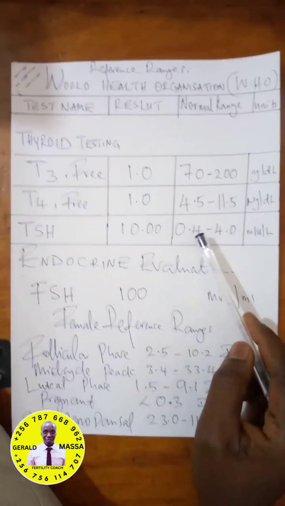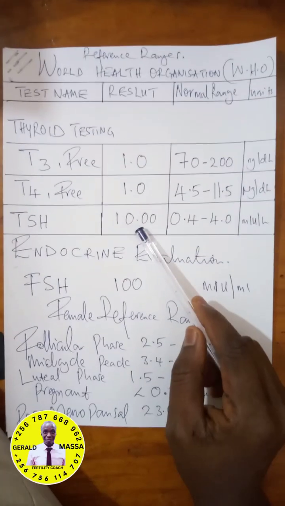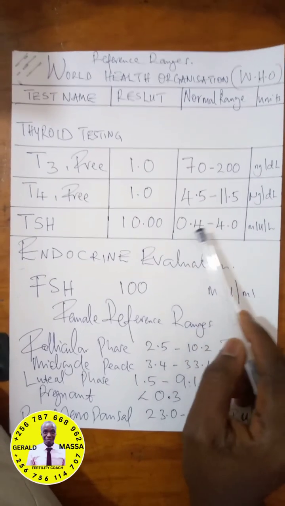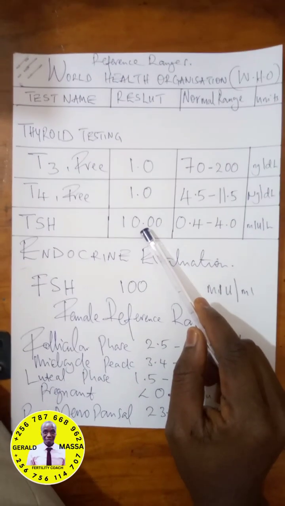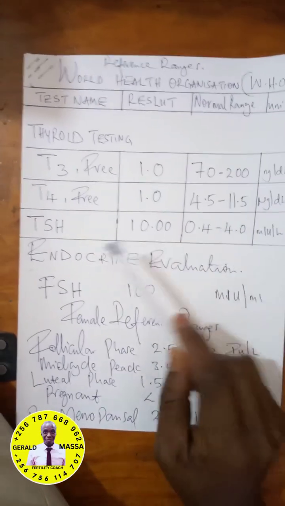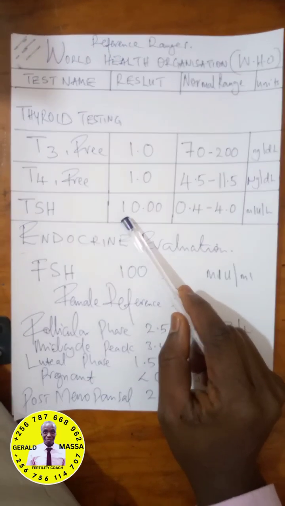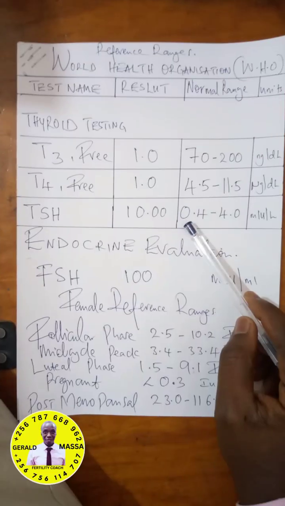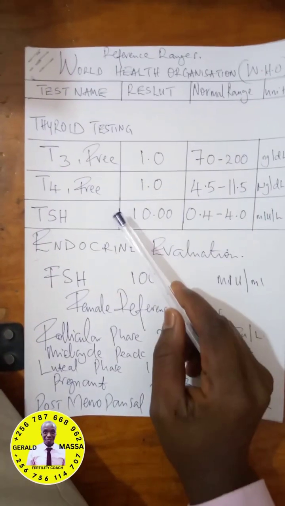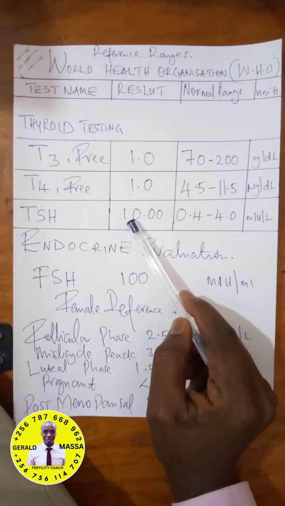If the normal is supposed to be 0.4 up to 4.0 and you score 10.00, this means that the maximum is 4 but you've scored 10. This simply means that you've gone beyond the normal. It means that your TSH levels, thyroid stimulating hormone, are very high.